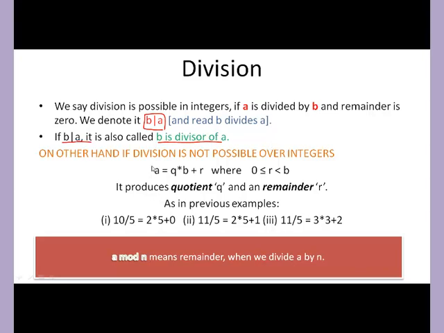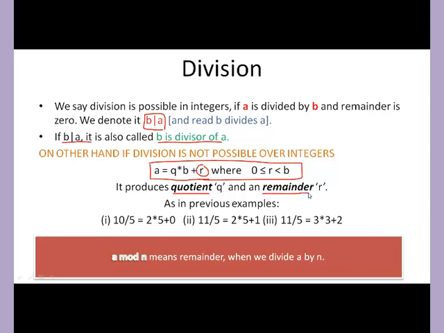In such a case, we can write this equation, where we are dividing a quantities among b people. Each and every person is having q quantities and r are the remaining quantities. So this q is called the quotient, and this r is the remainder.